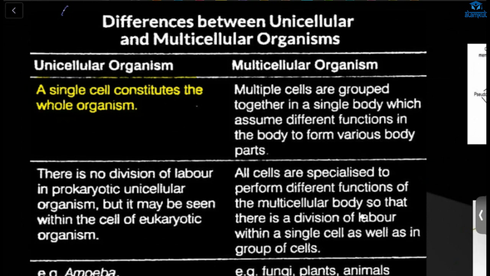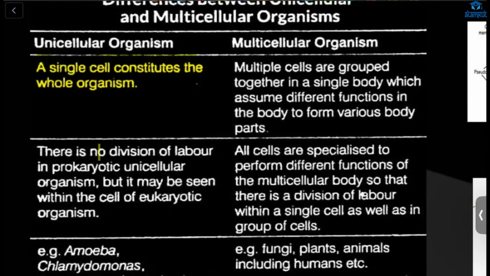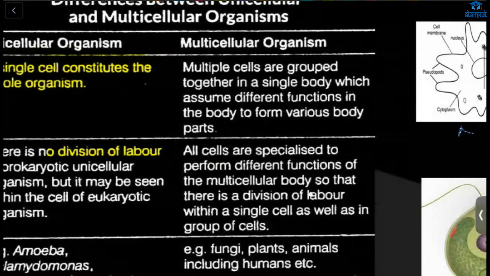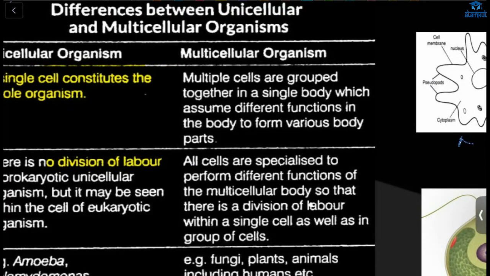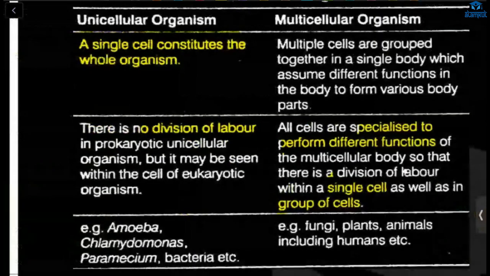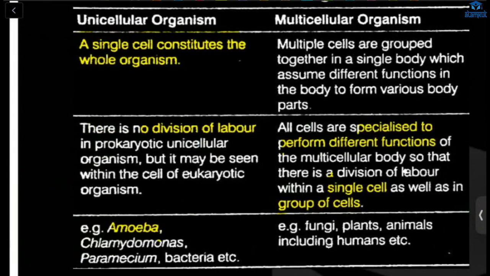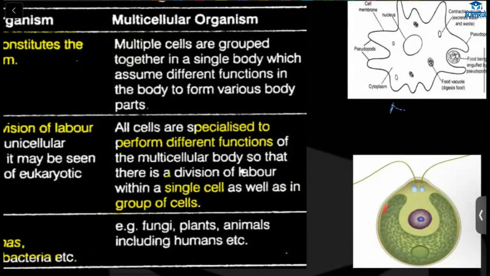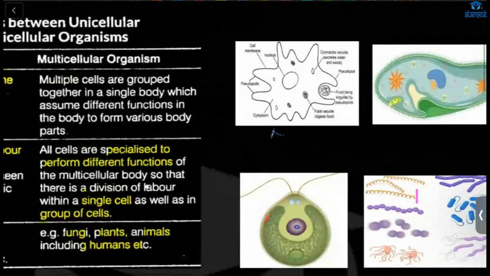They form various body parts. Next, in unicellular organisms there will be no division of labor. In multicellular organisms there will be division of labor. All the cells are specialized to perform different functions. Examples: we have amoeba, Chlamydomonas, Paramecium, bacteria in the case of unicellular, and multicellular ones are fungi, plants, animals, including humans.